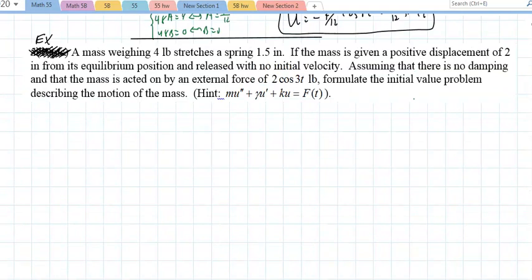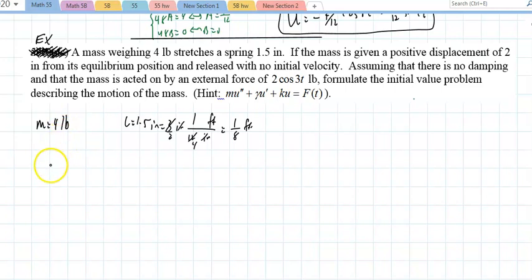So, a mass weighing 4 pounds stretches a spring 1.5 inches. This is really 3/2. It's easier to write it as a fraction. Inches to feet, so each one of those is 12 of those. Those cancel out. 3 divides that 4 times. That's 1 over 8 of a foot.